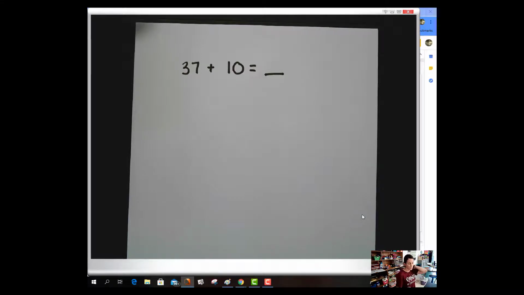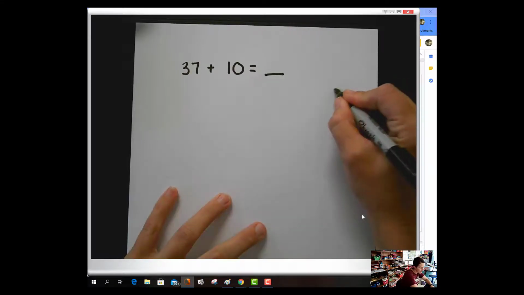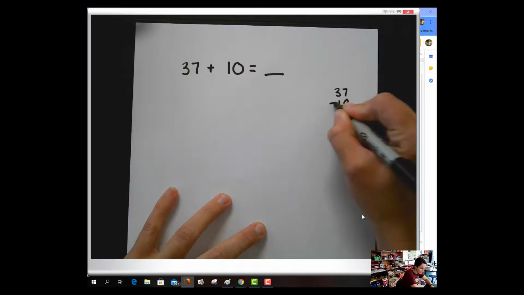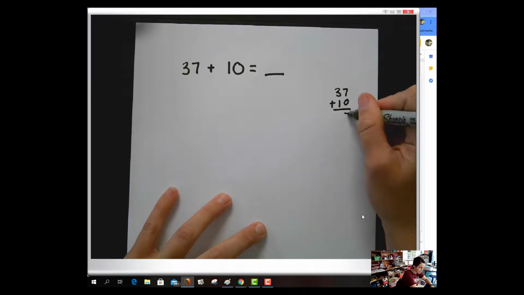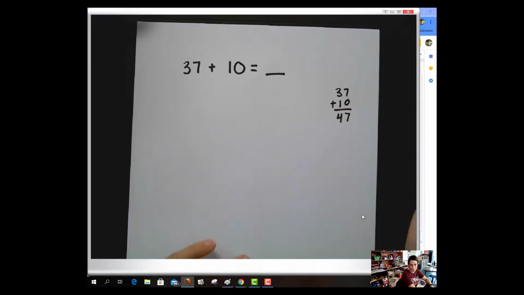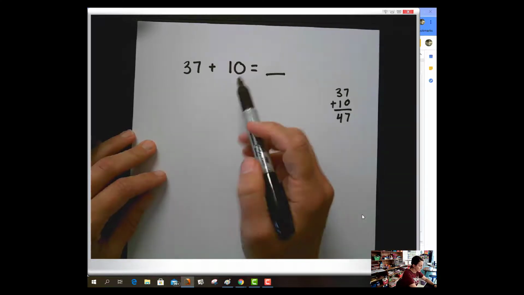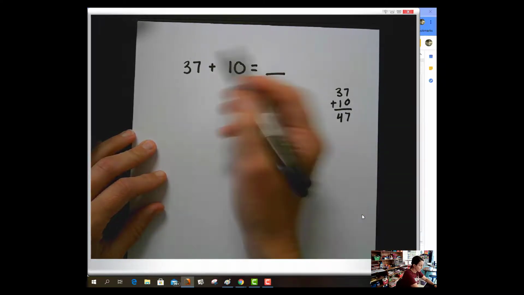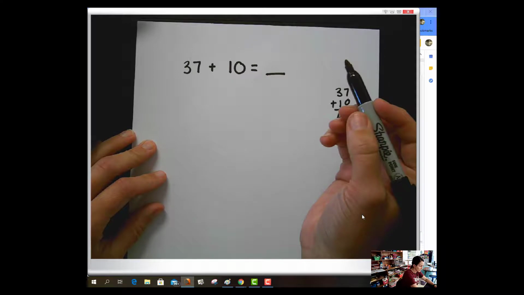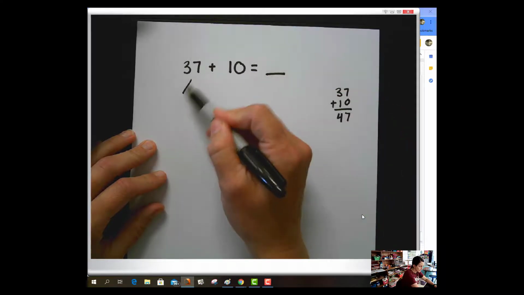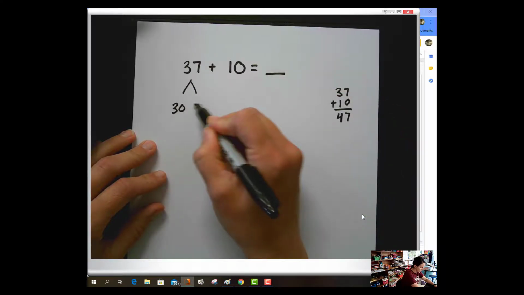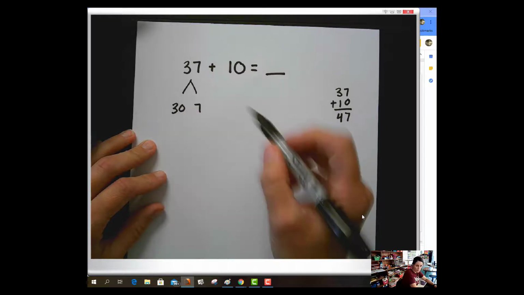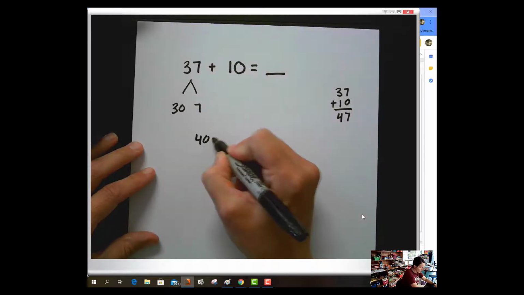Okay, so a lot of us, some of us might have gone like this. Some of us might have done 37 plus 10. We might have written it up and down like that, like we learned. Some of us have learned before. Some of us might have broken down 30 and 7. You might have done 30 and 7, and then done 10 plus 30, which is 40, plus 7.